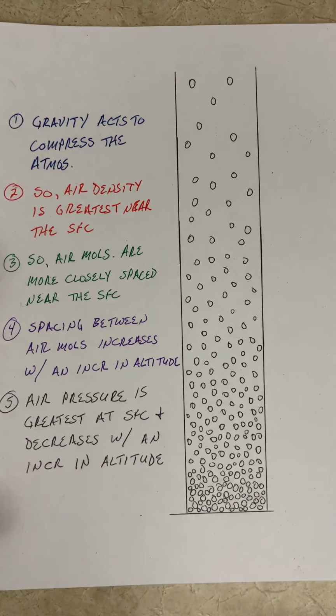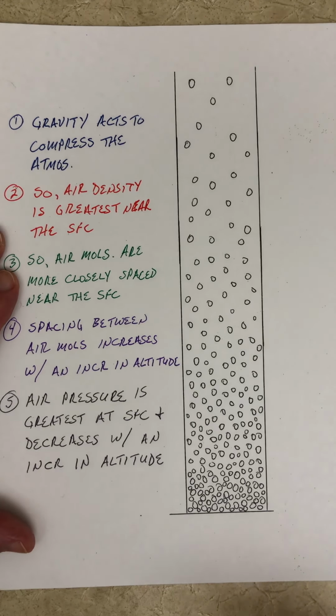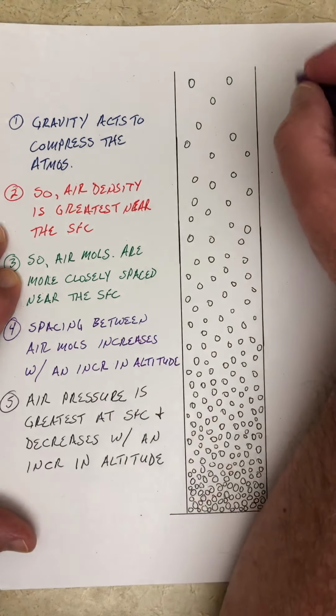Okay, so here's where we come in with our definition of air pressure. Air pressure is the force exerted by the weight of all of the air molecules above a given surface. Okay, and maybe we should go ahead and write that up here.